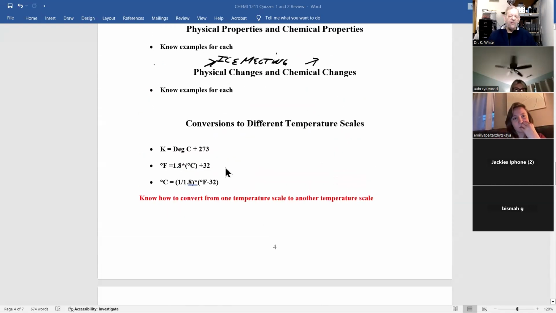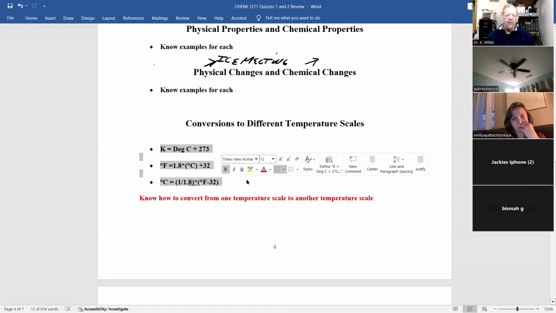Now, one of the important things I've asked you to learn is temperature conversions. And this is going from different scales. Now, for each of these three formulas right here, those will be given to you in important information, quiz number 2 at the back of the quiz. In the past, I'd make students memorize it.